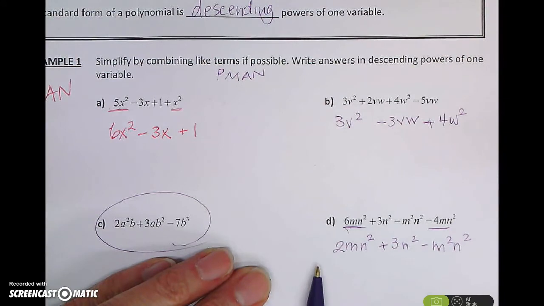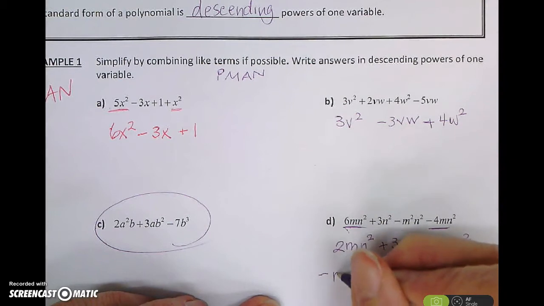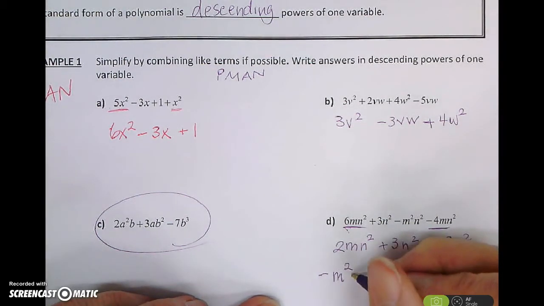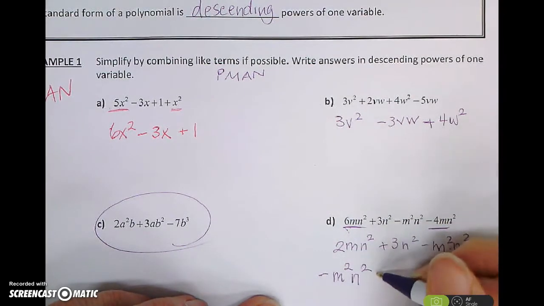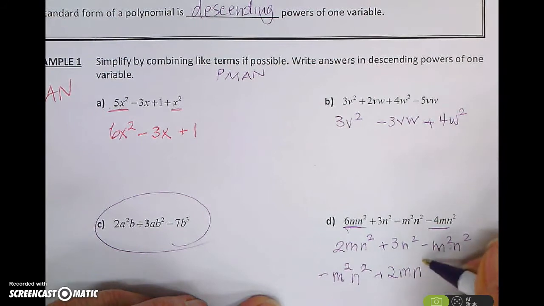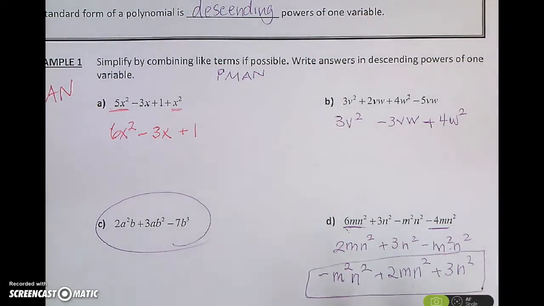So now we need to put it in some kind of a descending order. Let's say we're going to do the m's. So if we were going to do m's, we're looking for an m to the second, which is this last term. So negative m to the second, n to the second. And we're looking for a single one, which is right here. So plus 2m n to the second, and then plus 3n squared, which has no m's. So my answer would be here. Notice that the n squareds are all the same, so you couldn't put that in descending order for the n's.